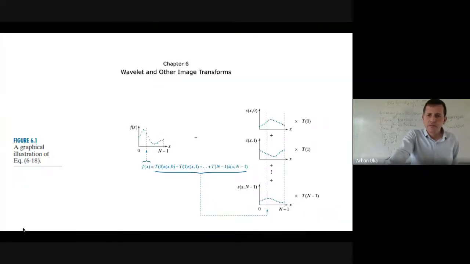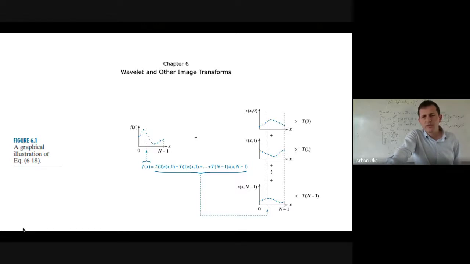Okay, so what we can see from this slide is that any function which is sampled at a specific rate, which in this case we have picked up just n different points, we aim to transform into a new domain as a function T of u or T of v.